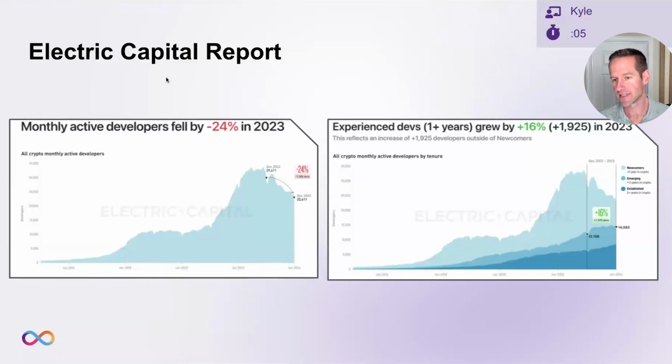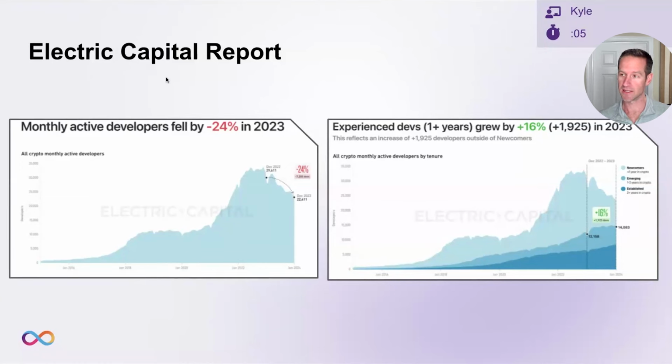If you dive into the data on the chart on the right, they break it down by how long developers have been in crypto. You can see almost the entirety of the decline is caused by newcomers. Essentially, people who had just come into crypto in 2022 or even early 2023 were the biggest drop-offs. For ICP specifically, with a smaller pool of newcomers coming into the industry, there's probably going to be more competition for those newcomers, and we should be mindful of that.